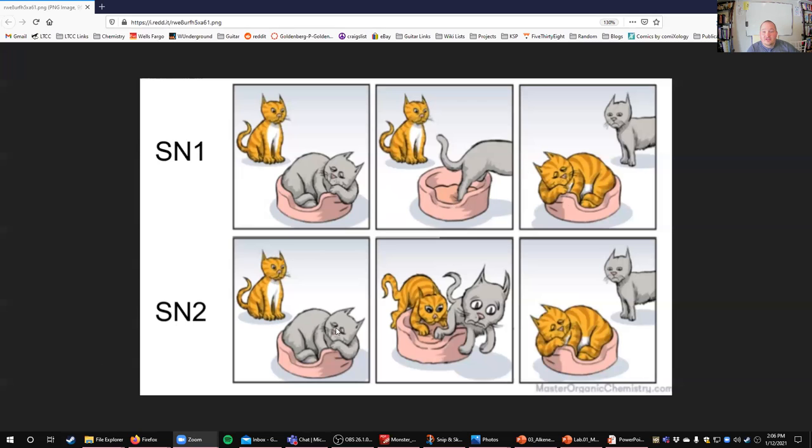SN2, and if you've had more than one animal at the same time, you know how this scene plays out. In my house, it's usually either my kids chasing my dog out of her bed or my dog chasing the cat out of her bed. But it looks a lot like this.